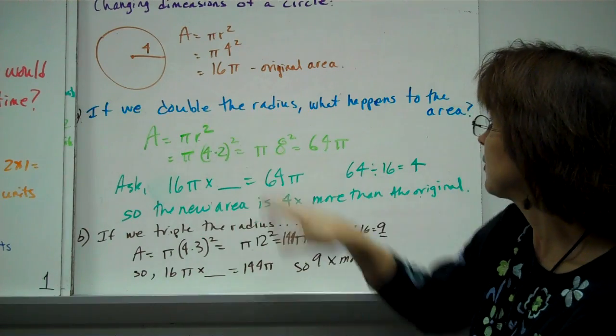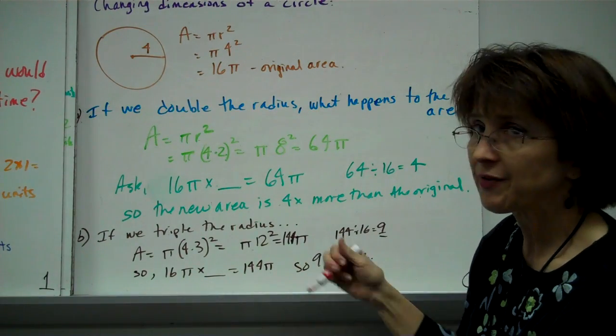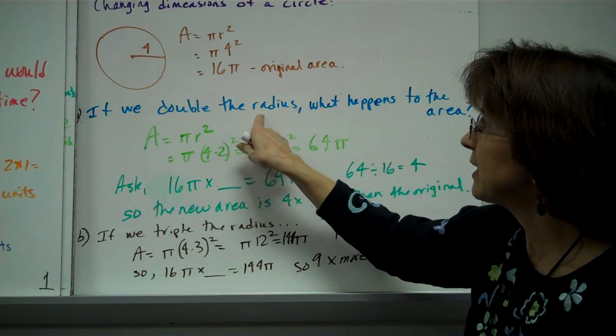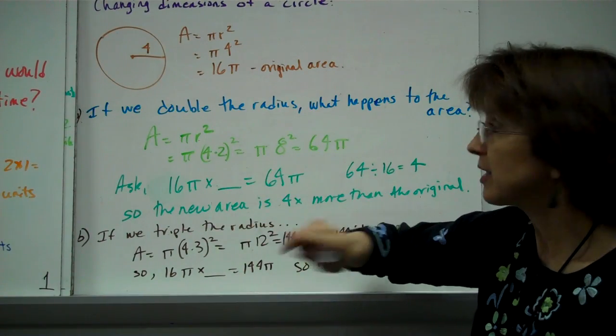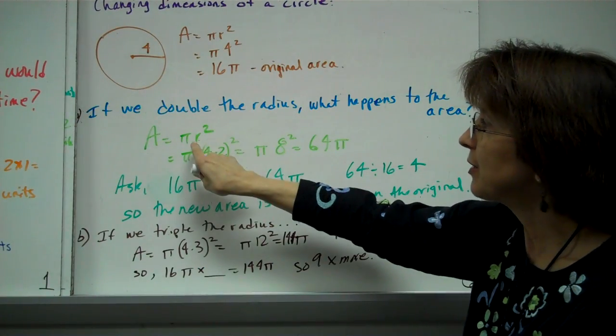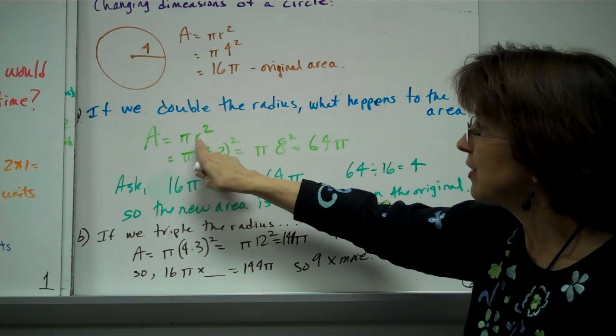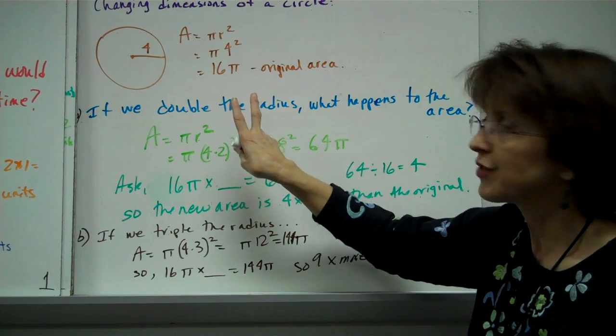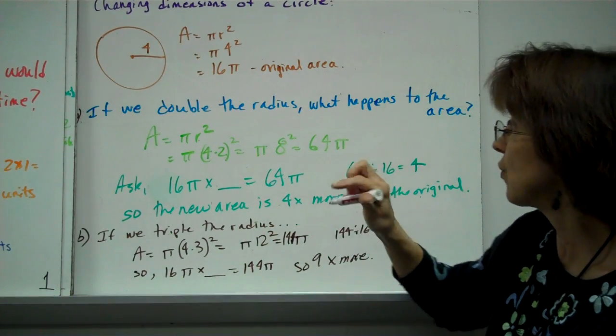Okay, well, if we double the radius, what happens to the area? Well, here we have to think about something. When we double the radius, it's kind of like we double 2 dimensions, because the area of a circle is not length times width or base times height, but it's just r times r. So in this case, we're actually doubling 2 dimensions. When we double 2 dimensions, that's going to be 4 times.